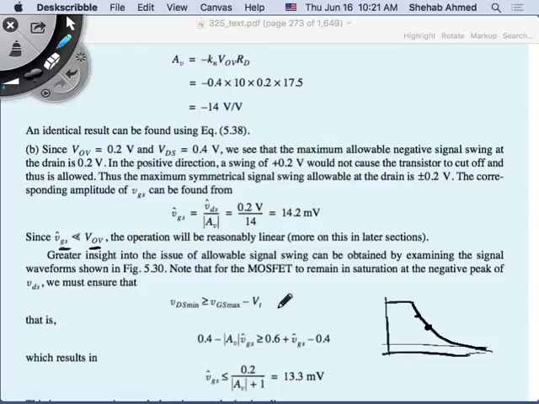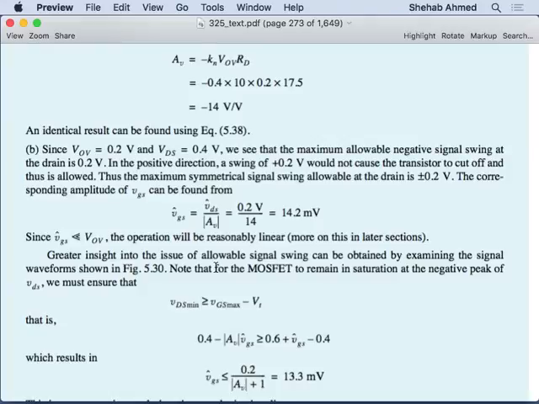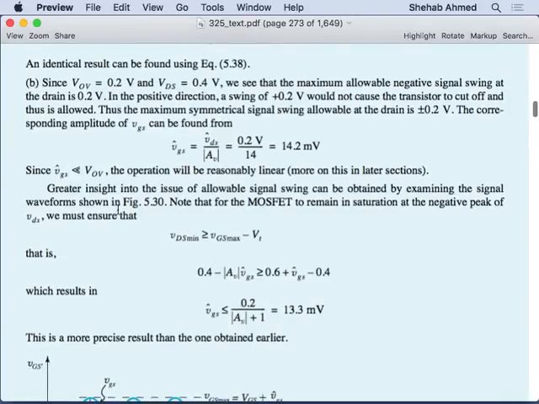Because we said that the limit is always my overdrive voltage on the bottom side. Right? So that's just an additional piece of information. What do they do here? Here they're just manipulating the equation.